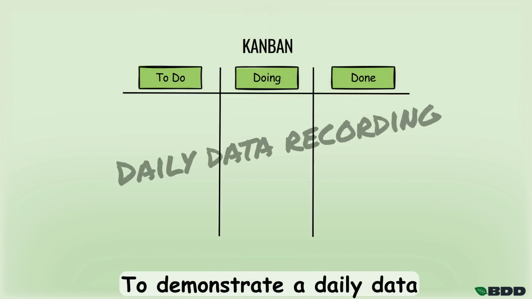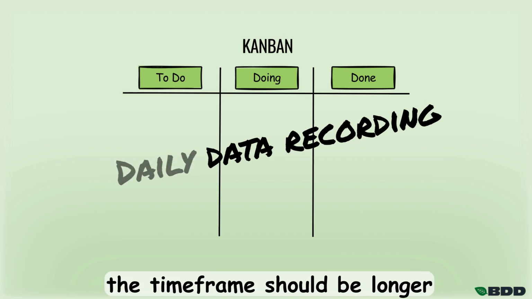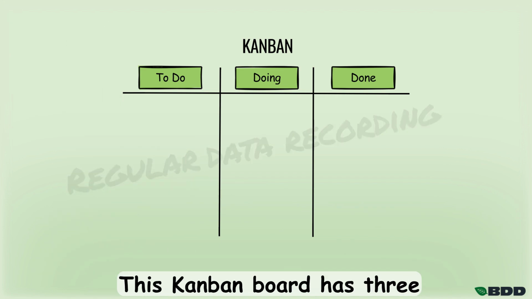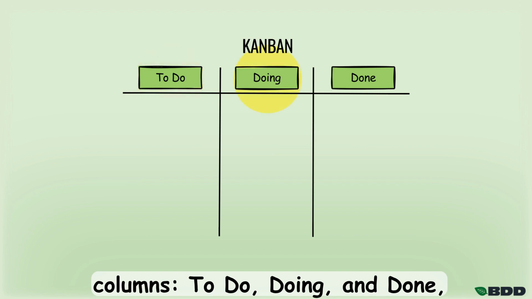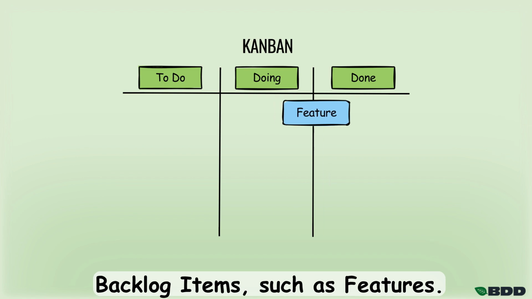To demonstrate a daily data recording from a Kanban board, I will use a simple linear flow. In real life, the time frame should be longer and the data much more variable. This Kanban board has 3 columns: to do, doing and done, indicating the status of backlog items, such as features.